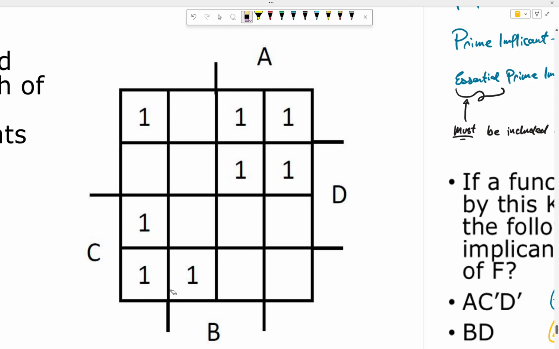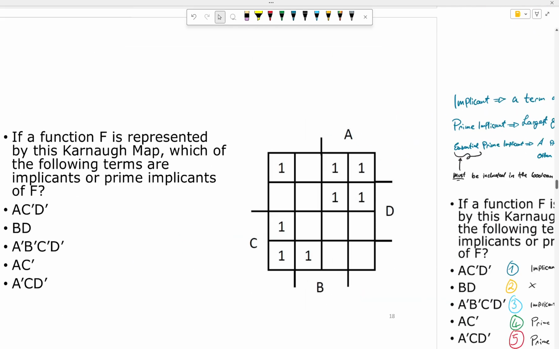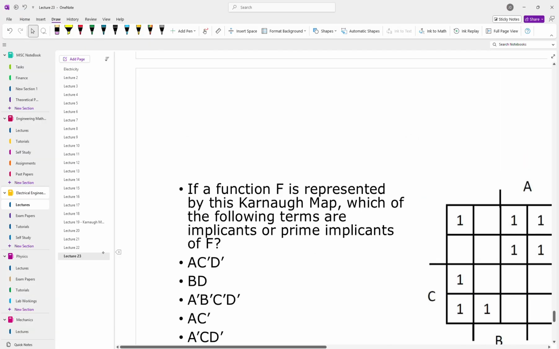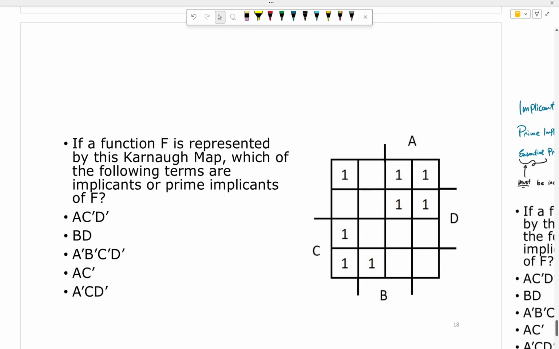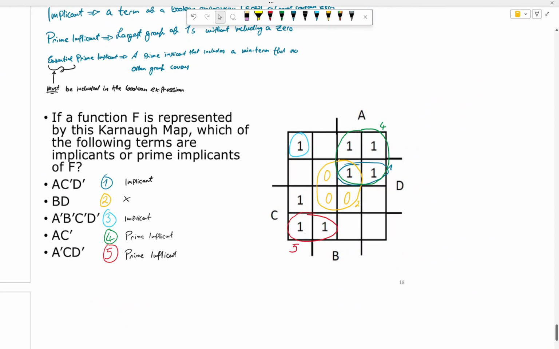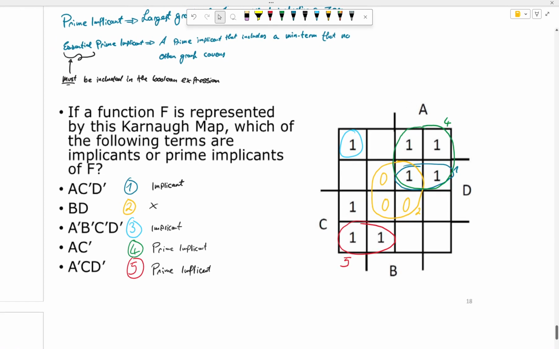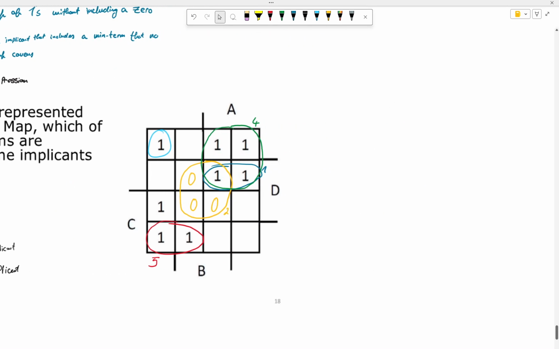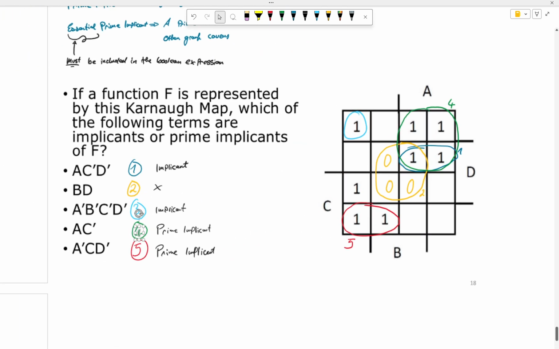Now I'll show you how this works with this practice example, which is in the lecture slides. I think it's lecture 23. I've already worked it out here, and it's a bit much with all the colors, but it's just to visualize it. I like to do it step by step, or term by term. So for the first one, it's A, C complement, D complement. I've taken the liberty of circling this. This is the blue one here, these two terms here.